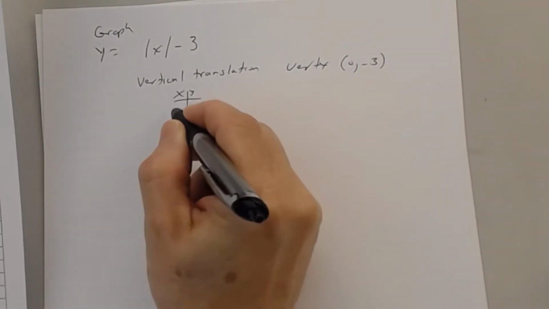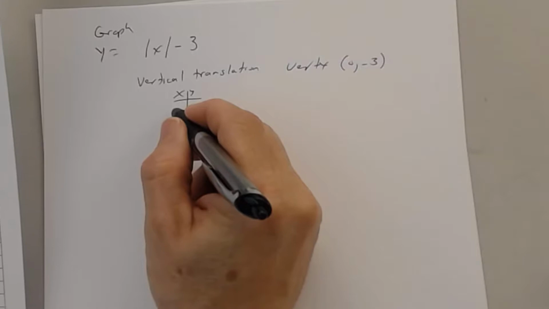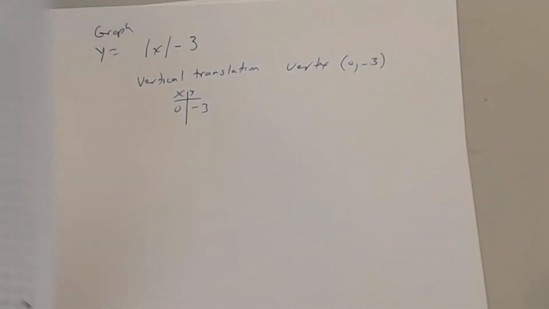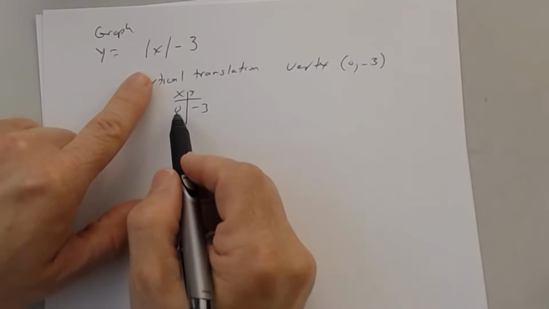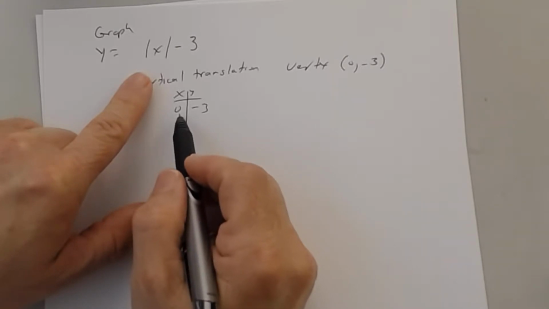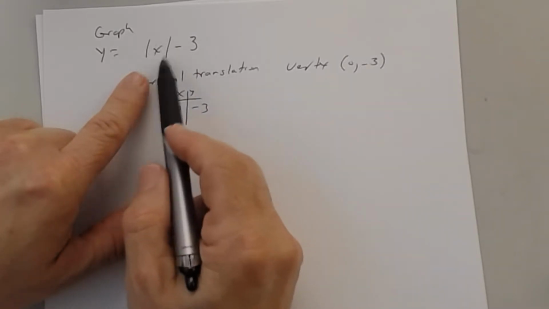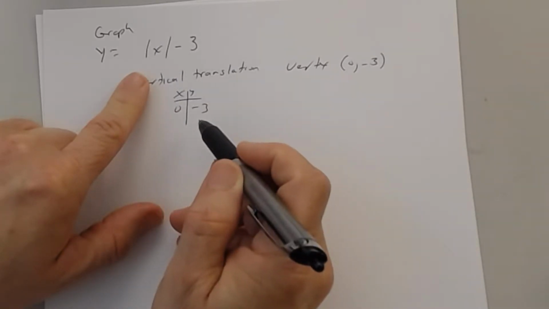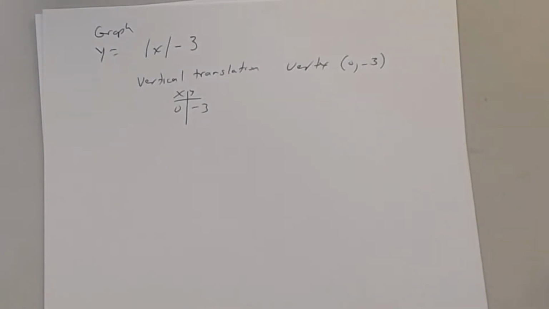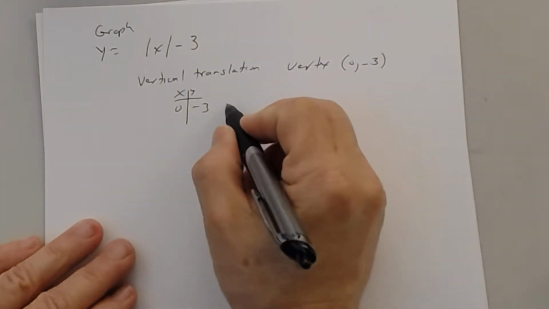So right now I know that the vertex is 0, negative 3, right? Now you know someone could have made a mistake and said negative 3, 0. You can always check yourself. Just go back and make sure this is correct. If x is 0, what's the absolute value of 0? And what's 0 subtract 3? Negative 3. Okay? All right. So I get 0, negative 3, so that's your vertex.